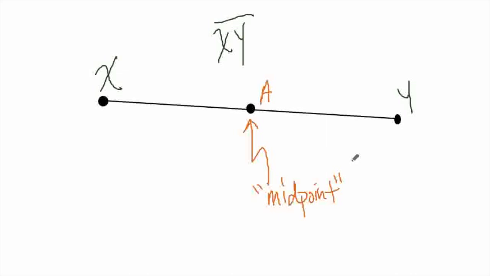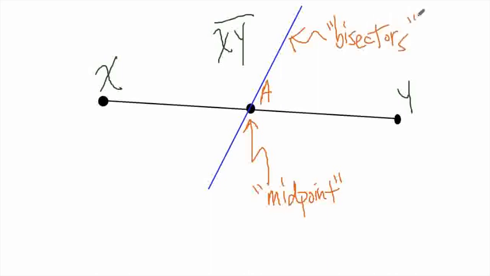Now, what if I have another line? I drew already a picture where I had line segments crisscrossing other line segments. Suppose that I had a line that just happened to cross a line segment at the midpoint. So basically, you could say that line chopped it in half. You have half of line segment XY on each side of the blue line. Lines or segments that do that are called bisectors. Okay, so bisectors and midpoints.